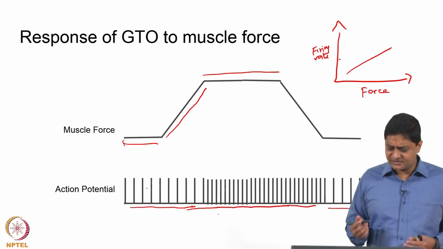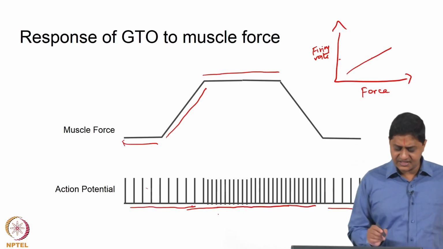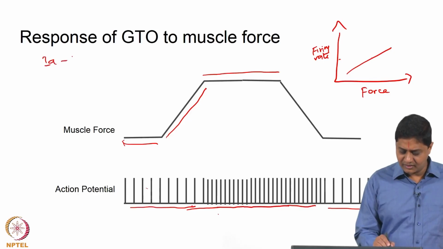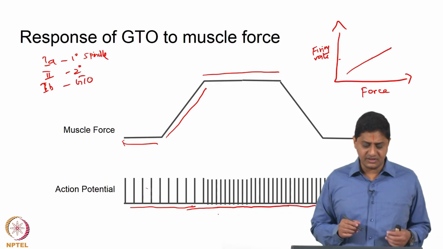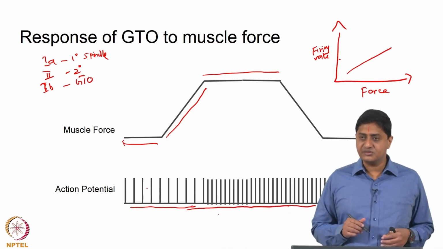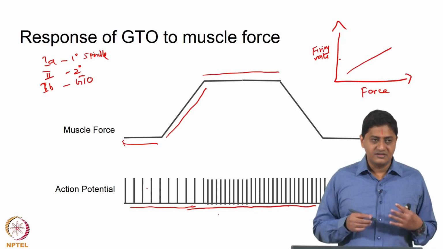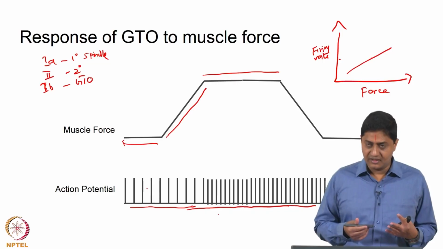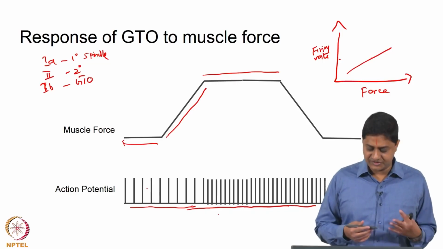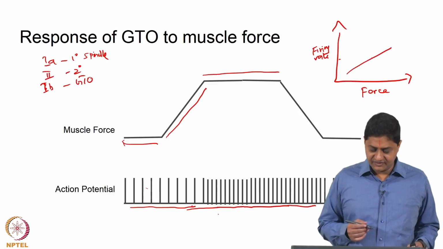Where does all this information go? So far we have seen 3 cases. We have seen the 1A or the primary spindle ending, we have seen 2 or the secondary spindle ending, and then we have seen 1B, which is the Golgi tendon organ, is it not? These 3 together constitute what are called proprioceptors, or some sense of body position, the body parts' relative position with respect to each other, right. So, where does this information go?